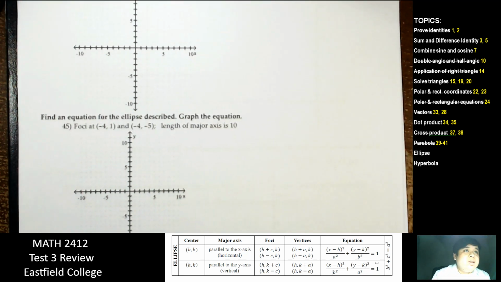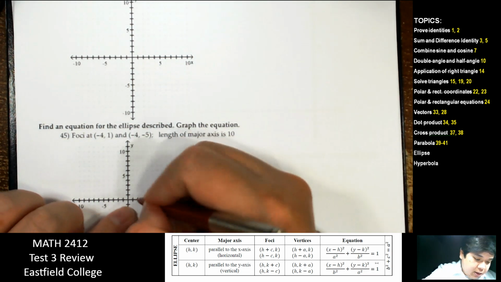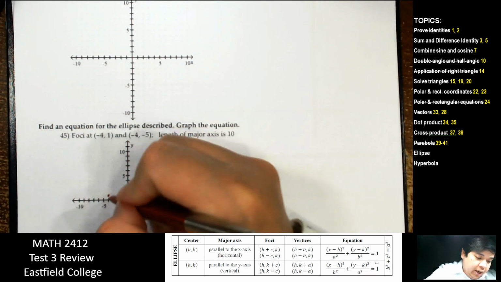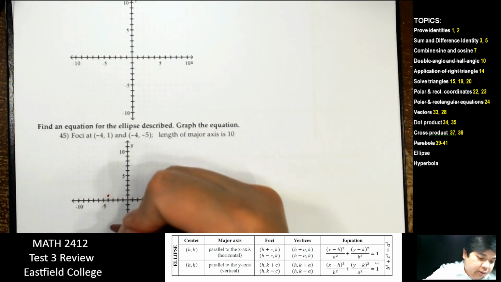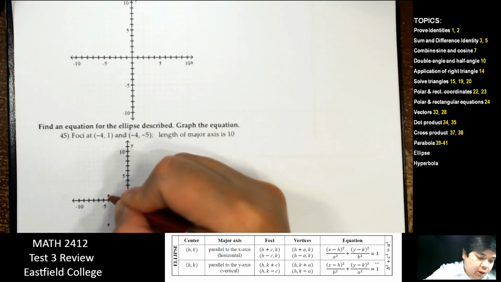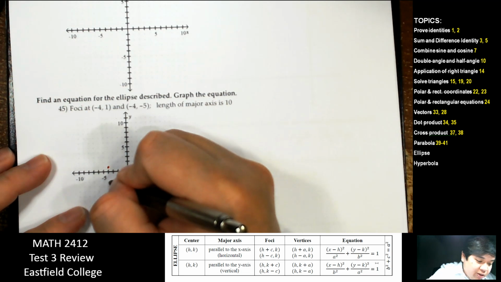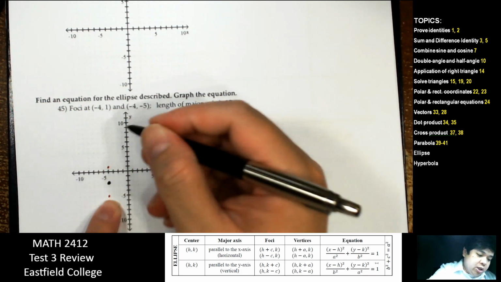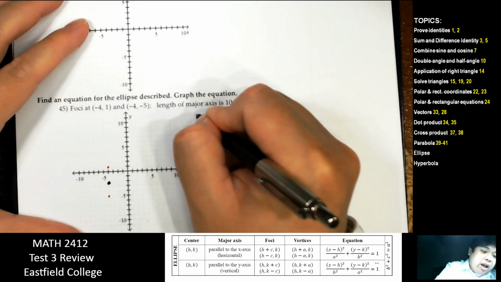Okay, now we graph. First in this graph we have the foci at -4 and 1, and -4 and -5. Right, those are the two foci. And the center must be right in the middle of those two. So it looks like it will be -4 and -2. So first thing we have is the center.